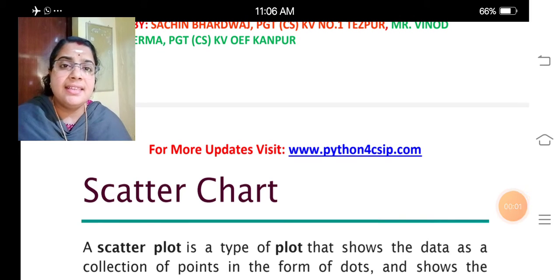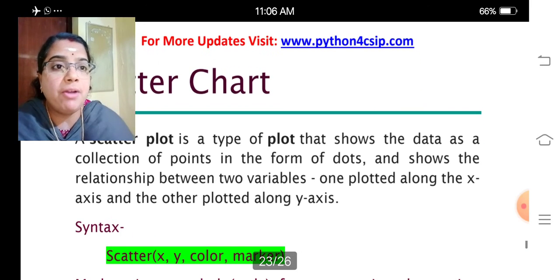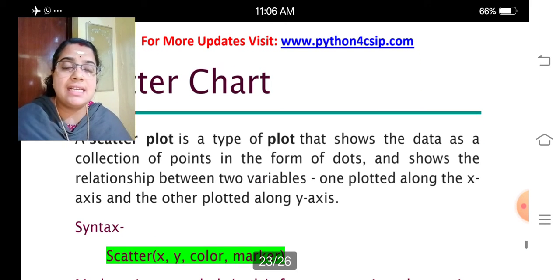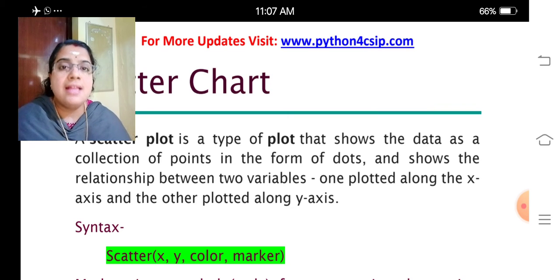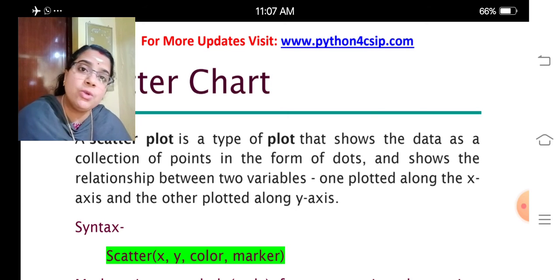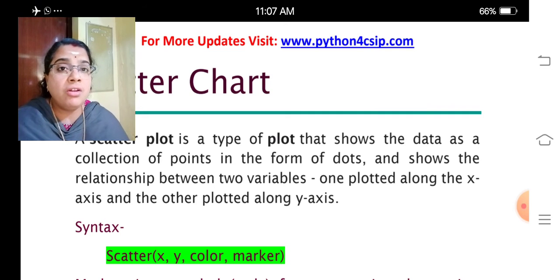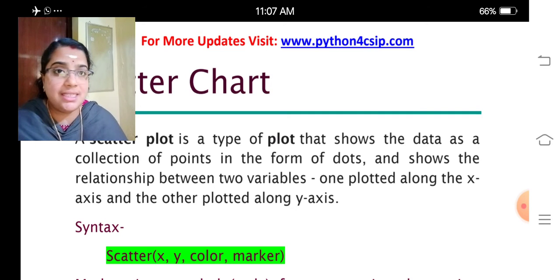Dear children, this is the last portion in this chapter, that is the scatter chart. A scatter plot is a type of plot that shows the data as a collection of points in the form of dots and shows the relationship between two variables, one plotted along the x-axis and the other plotted along the y-axis. The scatter method is what we need to use for plotting or drawing a scatter chart.